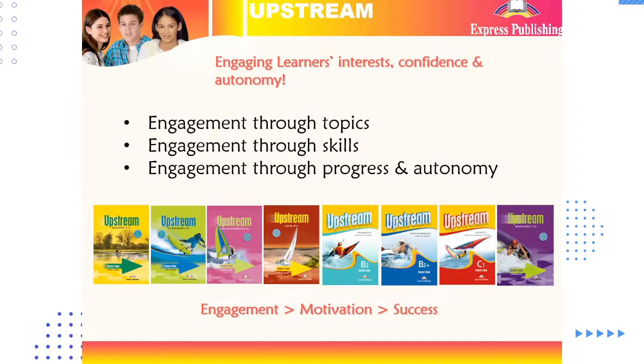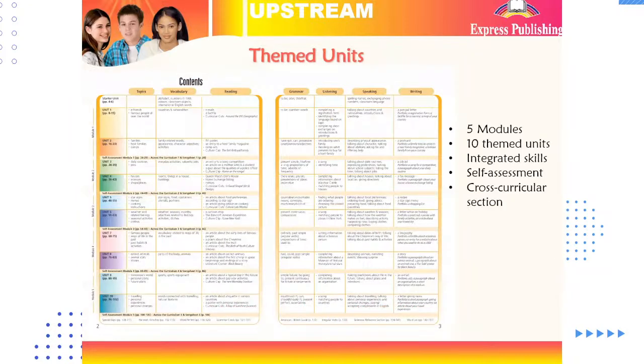Now, let's have a look a little bit at the structure of Upstream and how the modules fit together. So what you can see in front of you here is the contents pages from Upstream. Now, each level of Upstream contains the same basic structure. It contains 5 modules, and each module is divided into 2 units. And each unit inside the module is centered around a specific theme or specific topic to which the vocabulary, the grammar, and the skills are tied together.